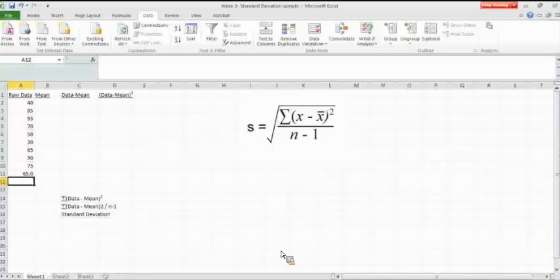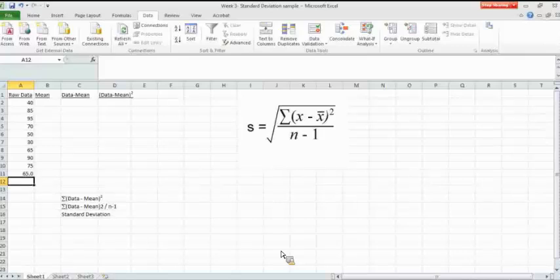Hello everybody, this is a quick example of how to use Excel to calculate standard deviation. I'm going to show you a couple ways to do this. The first is what I would refer to as the easy way. It's just using your data analysis toolpak to use the descriptive statistics function to get the standard deviation.